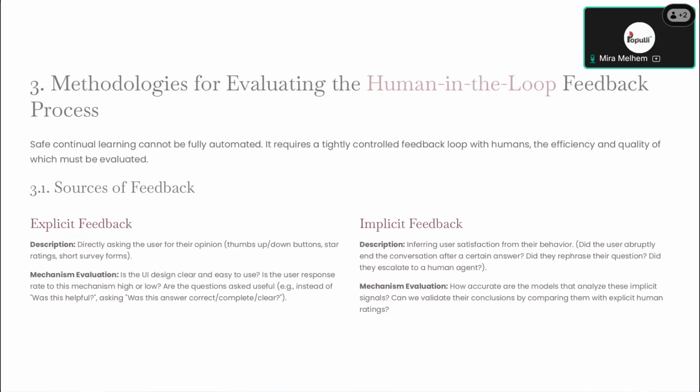So how do we evaluate this mechanism? We ask two questions. How accurate is our model at interpreting these behaviors? And also, can we validate these automatic interpretations? So if implicit and explicit feedback align, we know the system is correctly reading user behavior. If they don't, we need to adjust the detection models before using the data for learning, and also maybe clean it and get it through multiple processes before we get it into the model itself.